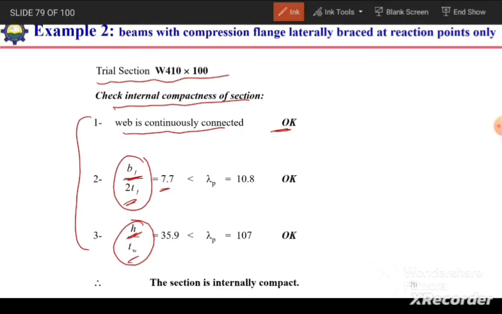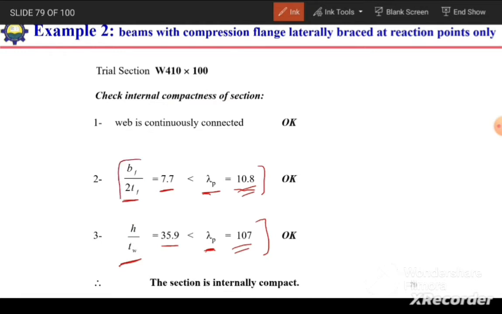So the values are 7.7 and 35.9, and we need to compare them with lambda P. Lambda P for A36 steel will be 10.8 for flanges and 107 for web. You can refer to the previous video for example 1, and if we compare it with the BF over 2TF and H over TW of our selected section, both the conditions are okay. So we can say that our section is compact.